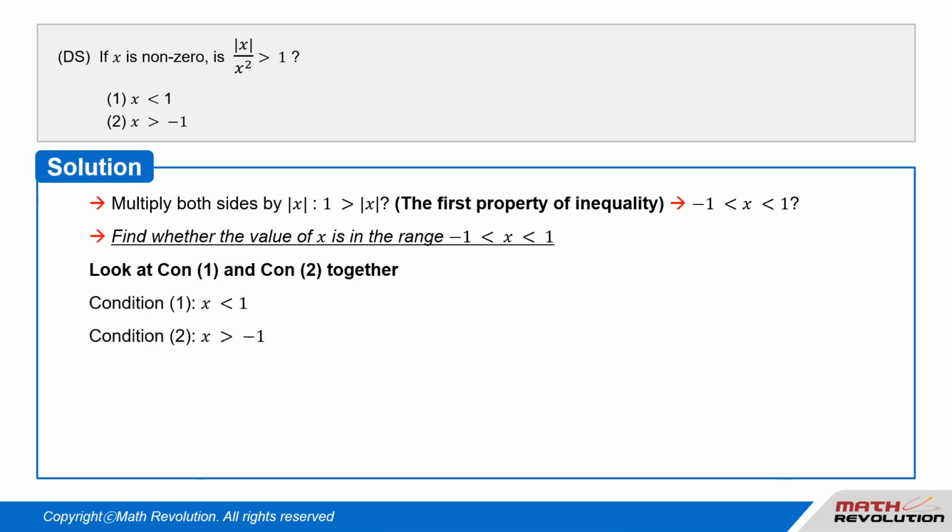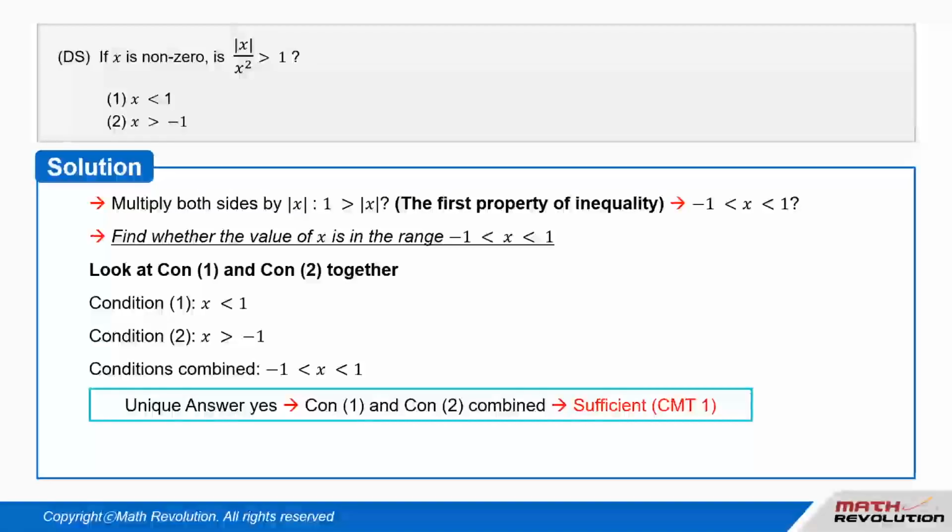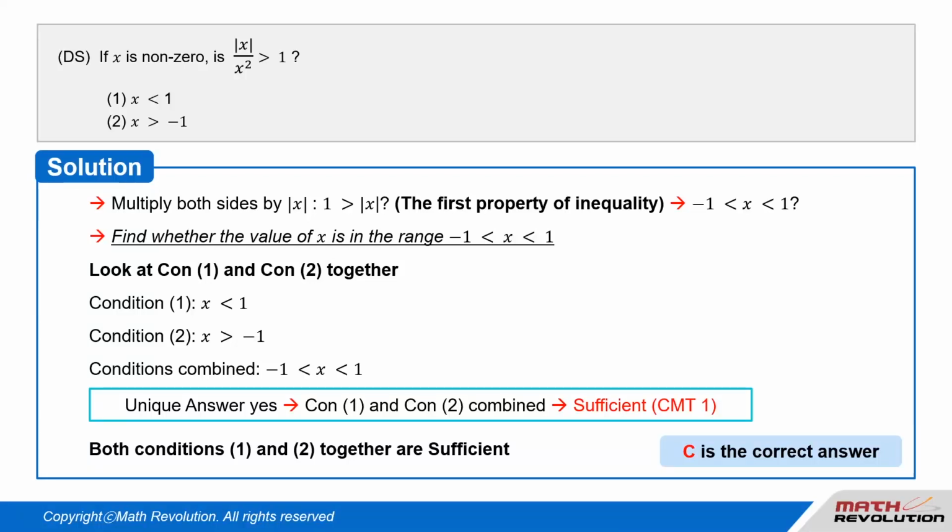Thus, let's look at both conditions 1 and 2 together. Condition 1 tells us that x is less than 1, and condition 2 tells us that x is greater than -1. The conditions combined give us -1 is less than x is less than 1. So the answer is unique, yes, and the conditions combined are sufficient by the common mistake type 1, which means that the answer must be in terms of a unique yes or no. Both conditions 1 and 2 together are sufficient, so C is the correct answer. Answer C.